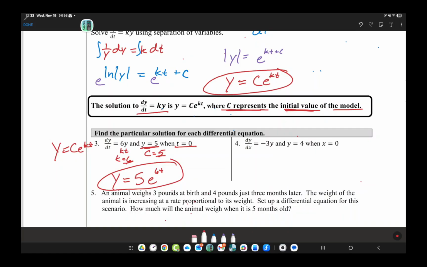So what's number 4? There you go. It is x.